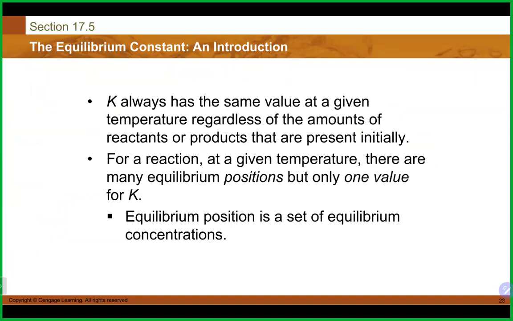Now, K, as I mentioned before, is always the same value as long as the temperature doesn't change. And that is a really important aspect of K. That's why it's called the equilibrium constant. It will not change. The reaction, as long as you don't change the temperature, can have many positions. So what does that mean?